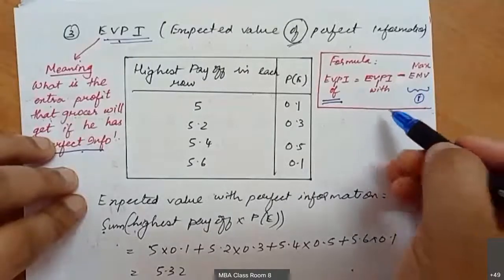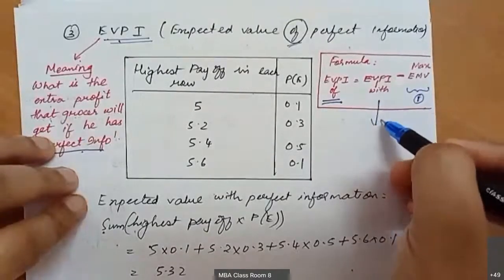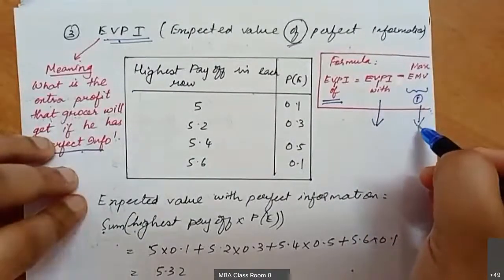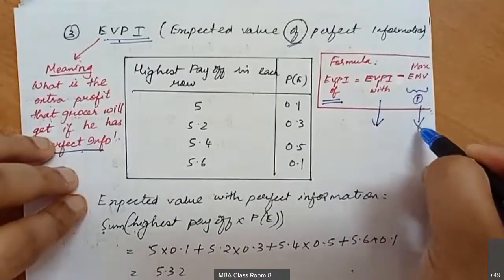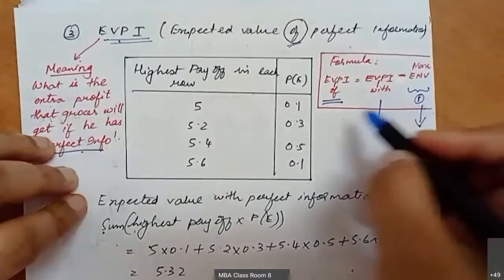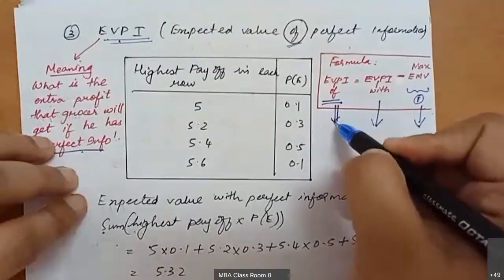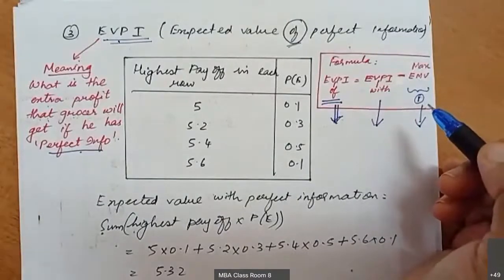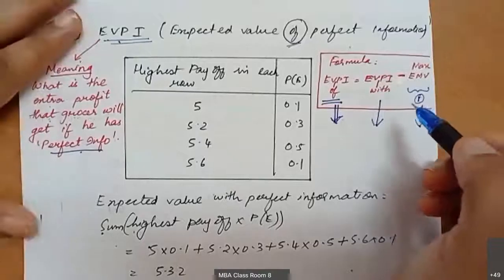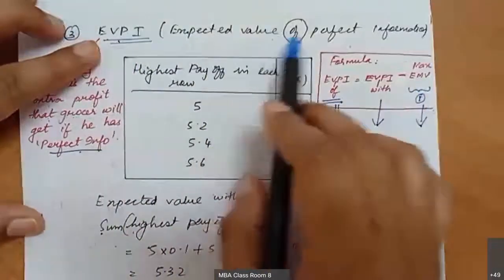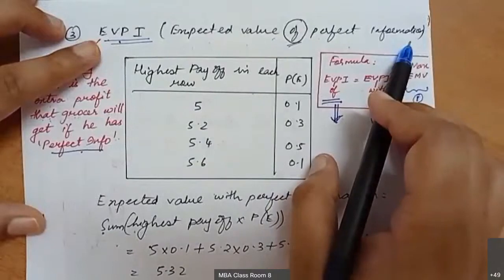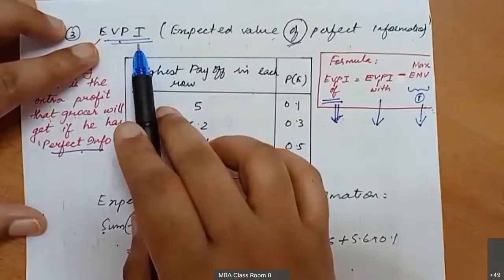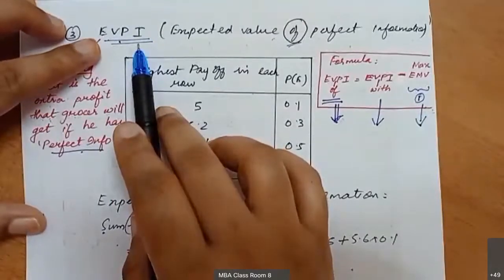So how will you do it? With perfect information, you calculate what your profit is going to be. Subtract it from your profit when perfect information was not given to you. Subtract these two values, and then you will understand what extra profit you can make when perfect information is given. I'll repeat it once again. EVPI means expected value of perfect information. We have to find out the extra profit that you can make when perfect information is given.